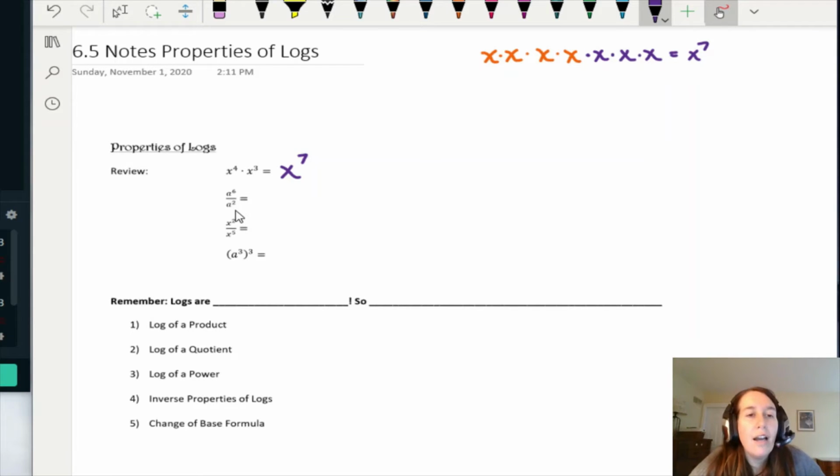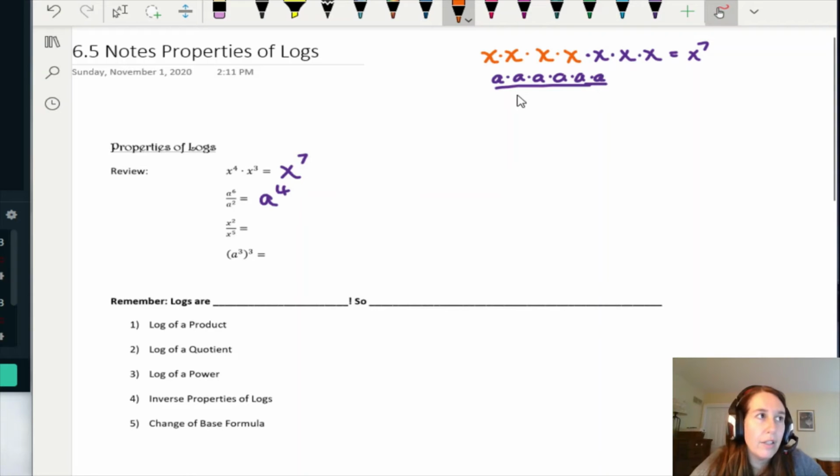All right, in the same light, we have a to the sixth divided by a squared. And the rule when you divide is that you subtract the exponent. So 6 minus 2 is 4. So this is a to the fourth. Of course, I love to see why that is. So a to the sixth in the numerator means a times a times a times a times a times a, 6 times, right? And in the denominator, a squared is a times a.